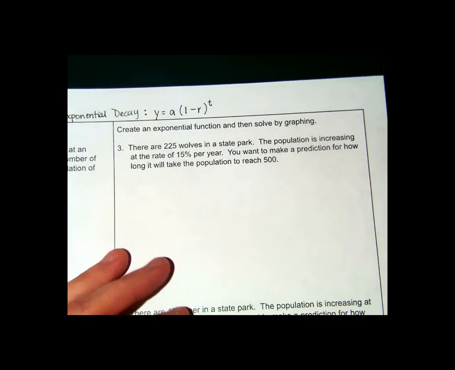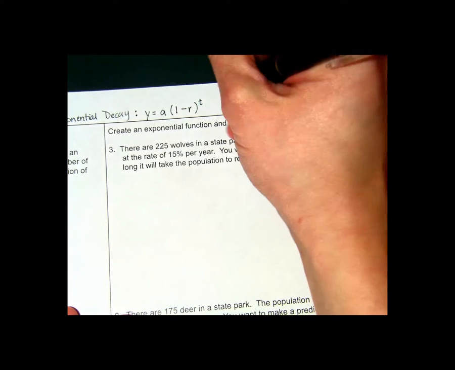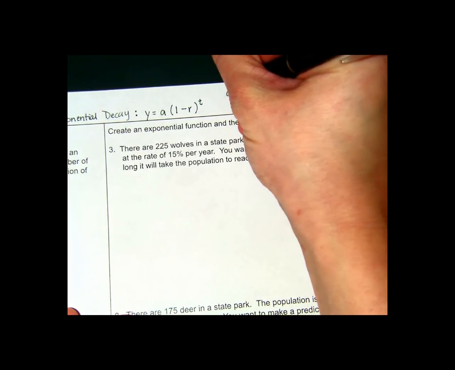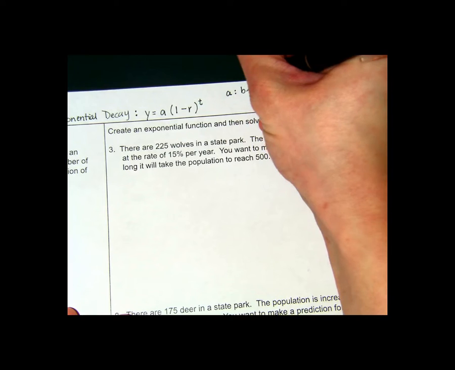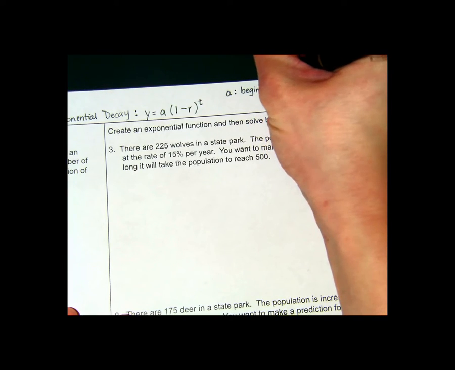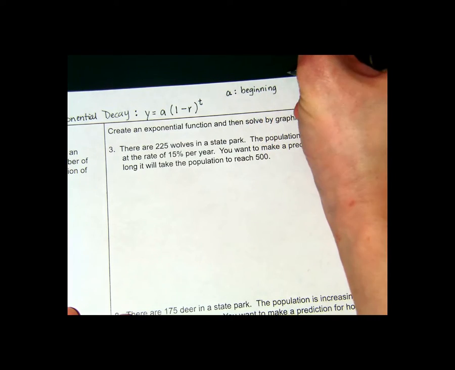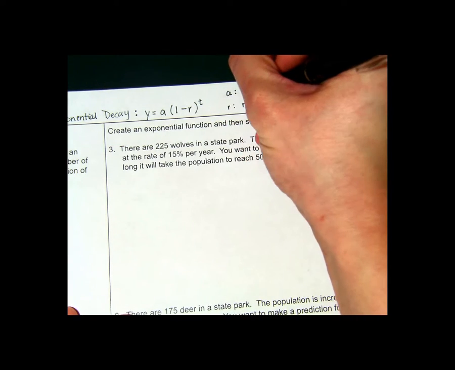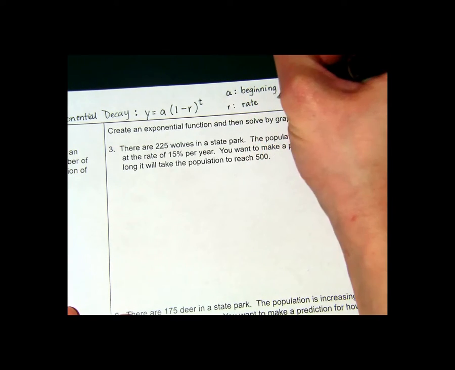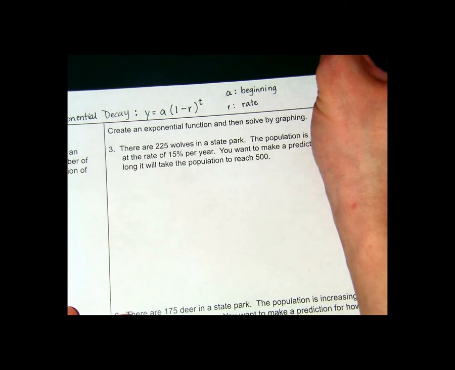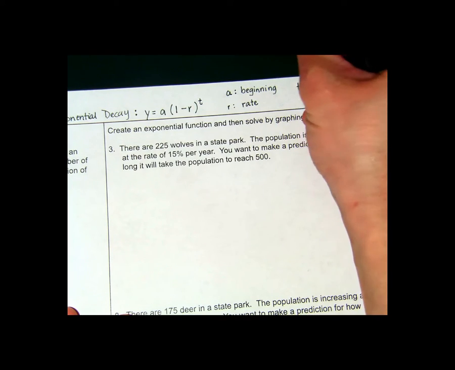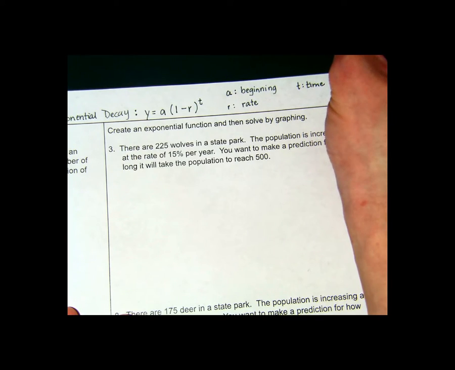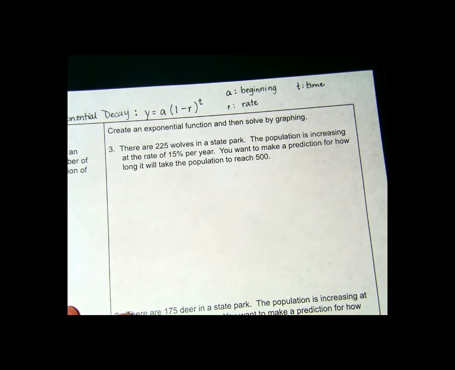Let's talk about what each of these mean. Y will stay in the problem. A is the beginning, whether that's time or population or whatever, it is the beginning. R is the rate, normally in a percentage, but you have to convert it to a decimal. T is time, often in years, but it depends on what the problem actually states.